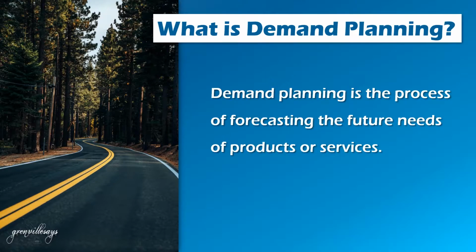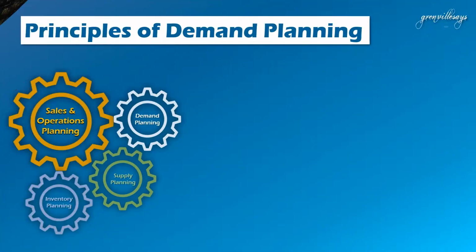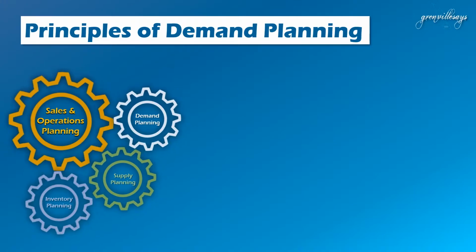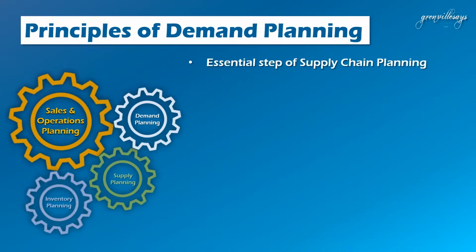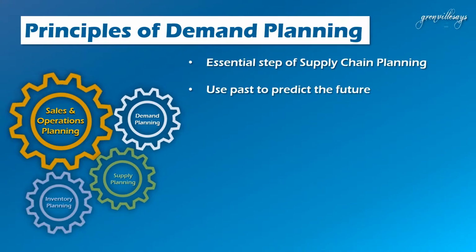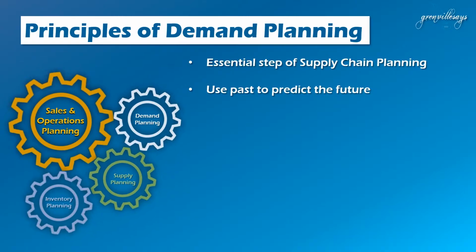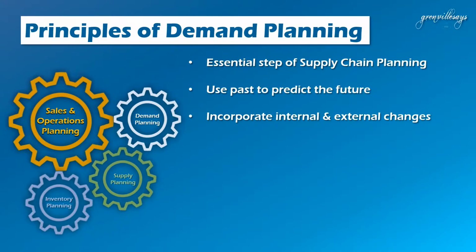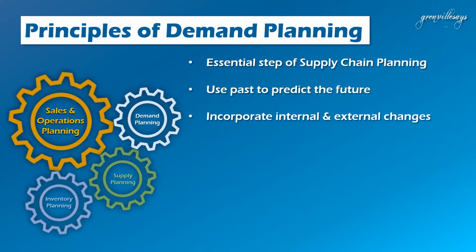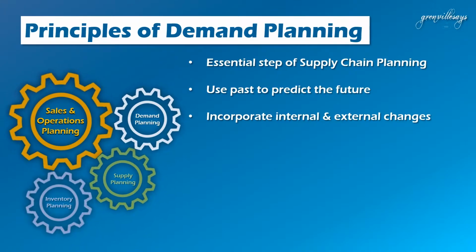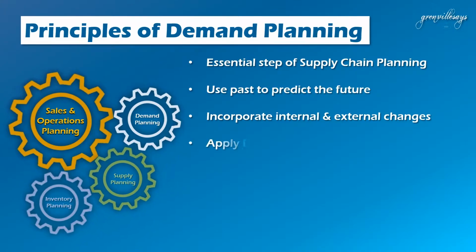Demand planning is a process of forecasting the future needs of your products and services. Demand planning is an essential supply chain planning process. We use the past to predict the future and incorporate internal and external changes to be updated on the past performance to predict the future ahead.